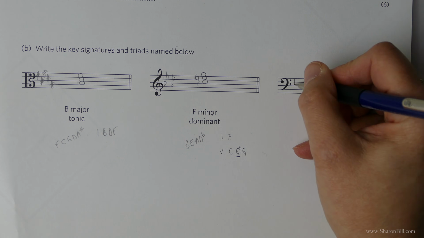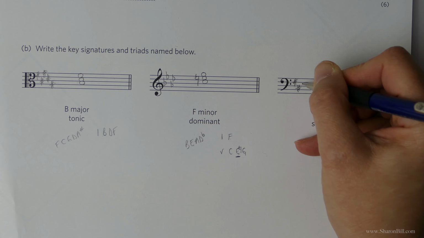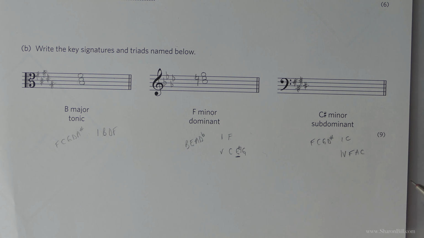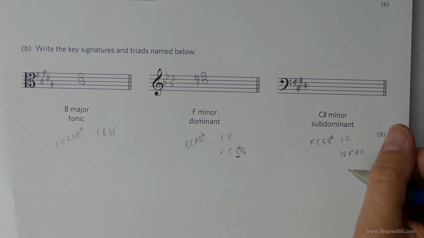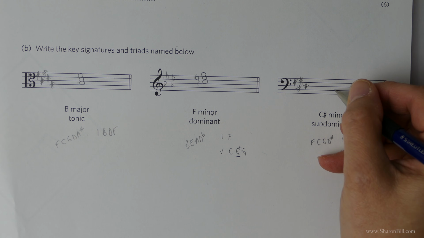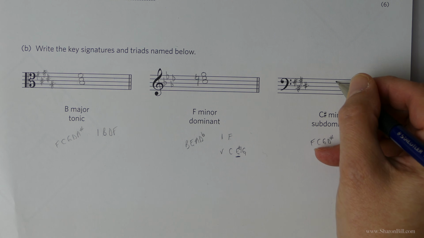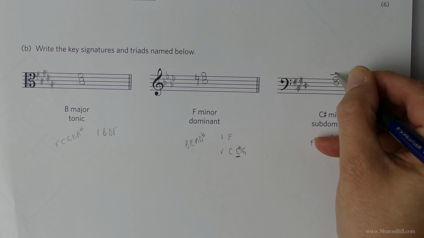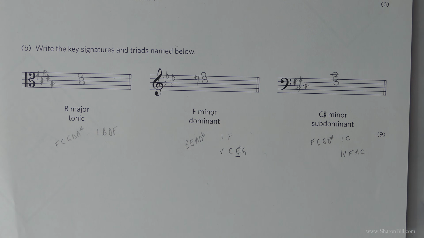So bass clef, F, C, G, D, and then chord 4 is built on the 4th degree of the scale, which is an F. So there's an F, and then we build up our triad: 1, 3, 5. There we go. So that's 50 marks, I think, nice and easy.